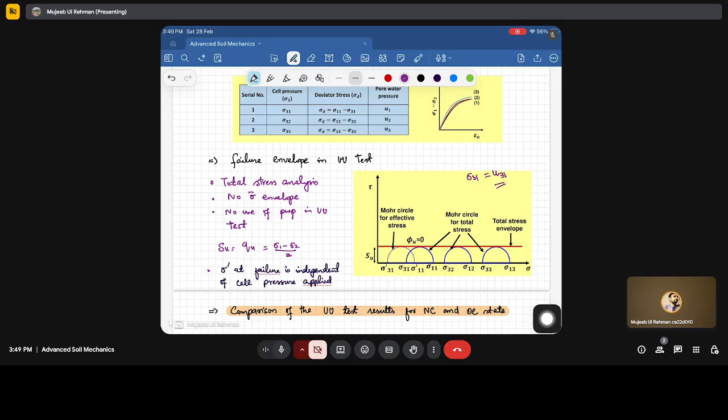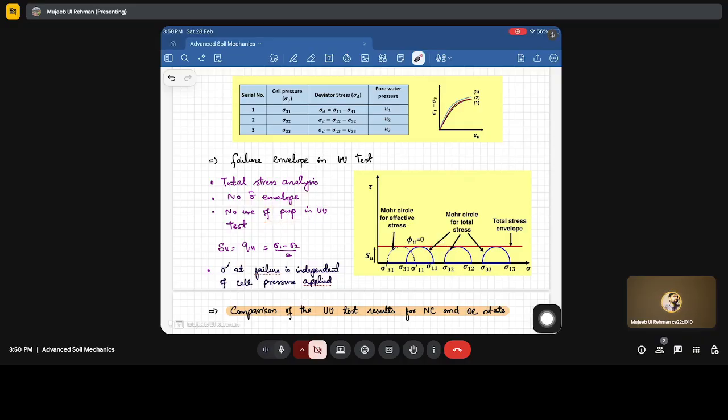effective stress circle, because sigma d is constant, and whatever confining stress we give, the same amount of pore water pressure is generated. So due to these reasons, we will always get a single Mohr circle for effective stress, and that's why this UU test is a total stress analysis. There is no use of the effective Mohr circle envelope, because we can't plot it. We don't know where the next circle lies.